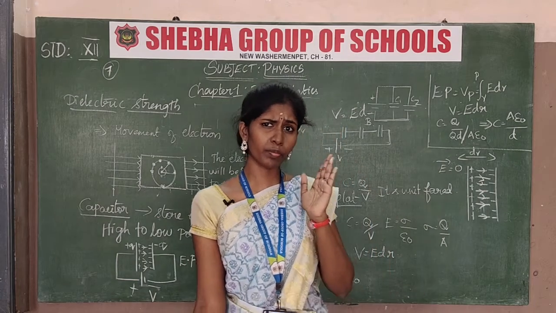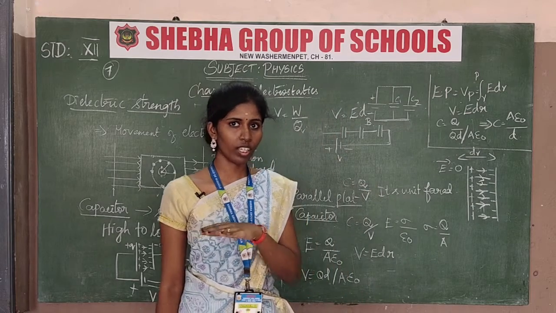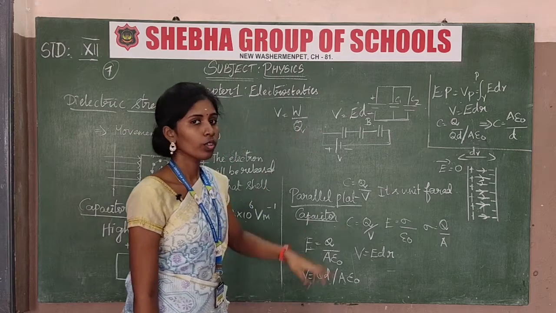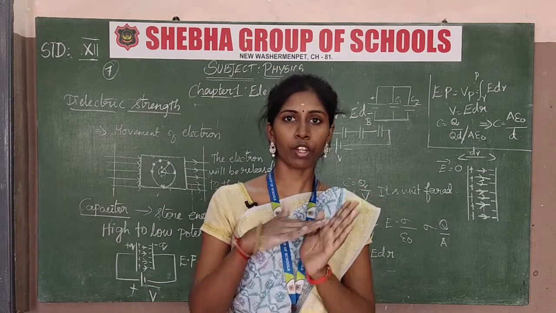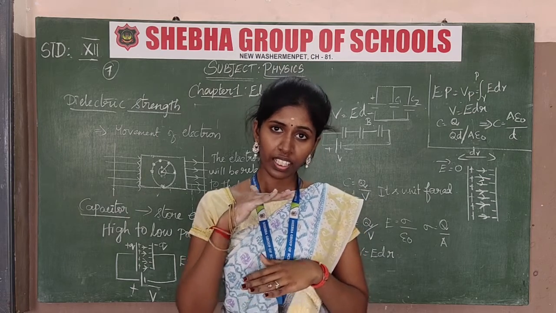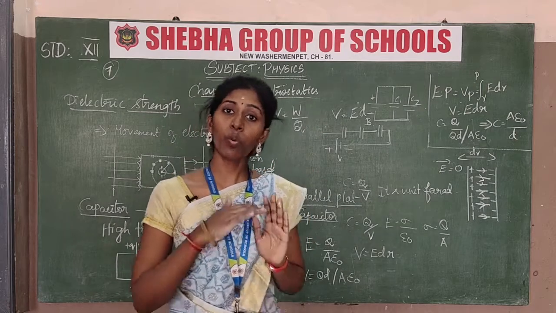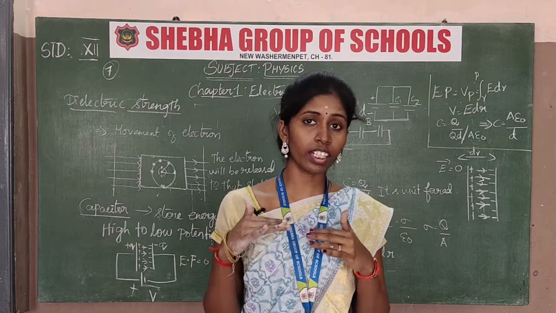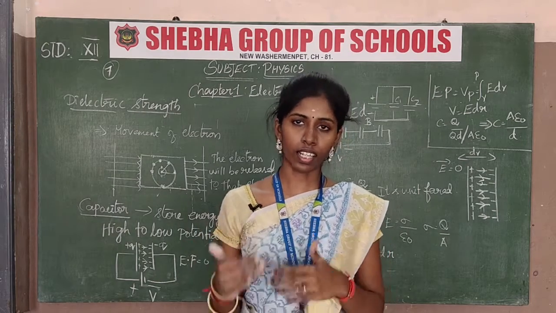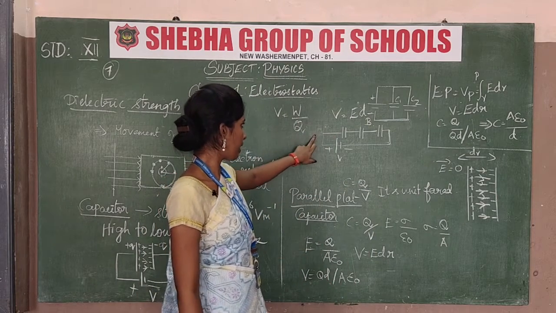Now the capacitance will be divided into two types. One is series, another one is parallel. Okay, in series, V is equal to W by Q. Series means conductors connected one after another. Conducting in series, it will be related equally. So here the work will be done equally, the electric field will be produced equally. So finally the work will be done in the conductors. So V, the potential difference, is equal to work done by Q.